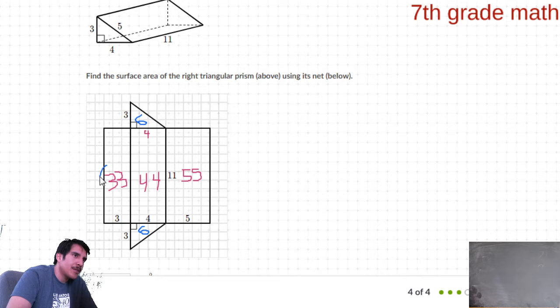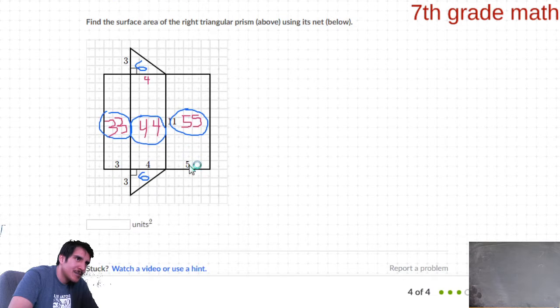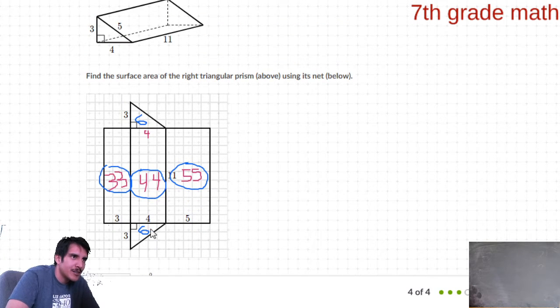So if you add up 33 plus 44, that's 77. 77 plus 55, that's... Man, I need a calculator for this. Actually, no, I don't. I can add this in a different order. Let me add this in an order that will be easy for me. So let's do this. 6 plus 6 is 12. 12 plus... I'll just do the calculation on the side. So we got 12 plus 55.